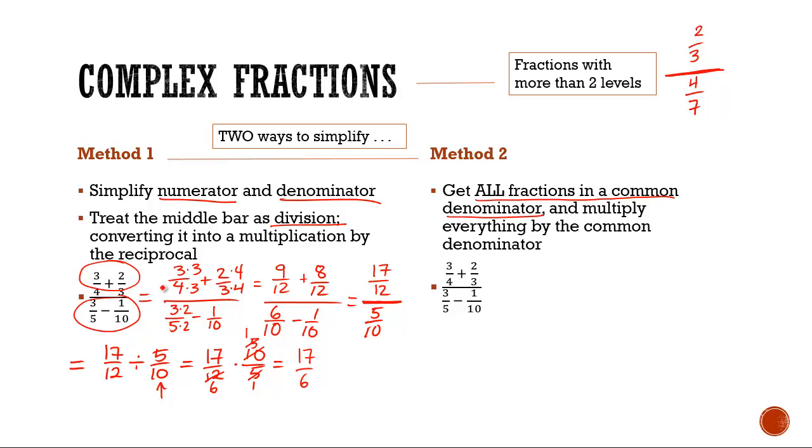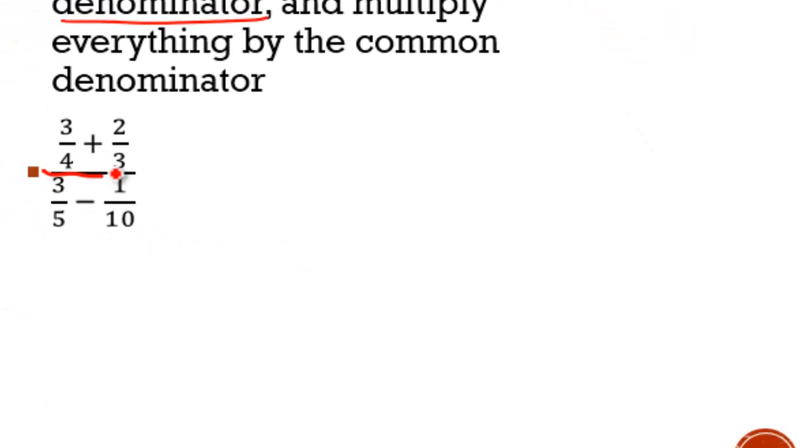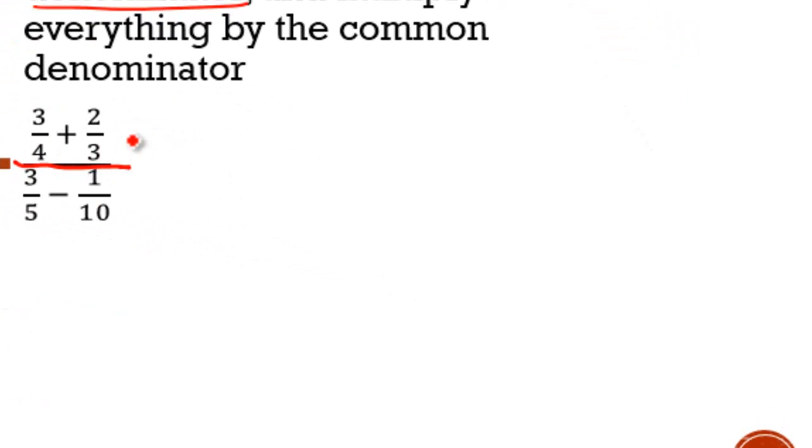Notice in the first method, you looked at the numerator and the denominator separately. This numerator had a denominator of 12, this denominator had a denominator of 10. However, if you find a common denominator for all of them, then what you can do is treat this fraction and multiply top and bottom by that common denominator to eliminate it. Okay, so let's get everything into the same denominator, and that denominator is going to be 60.